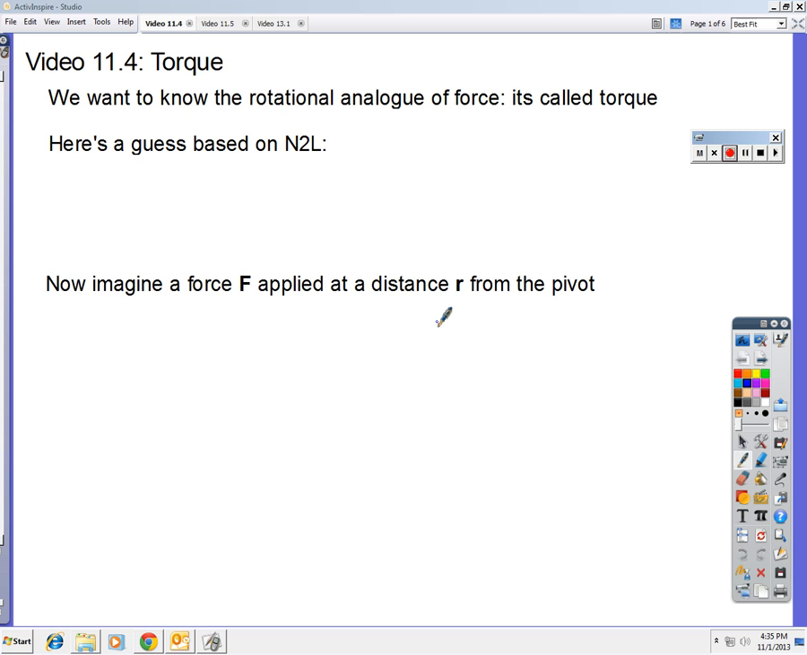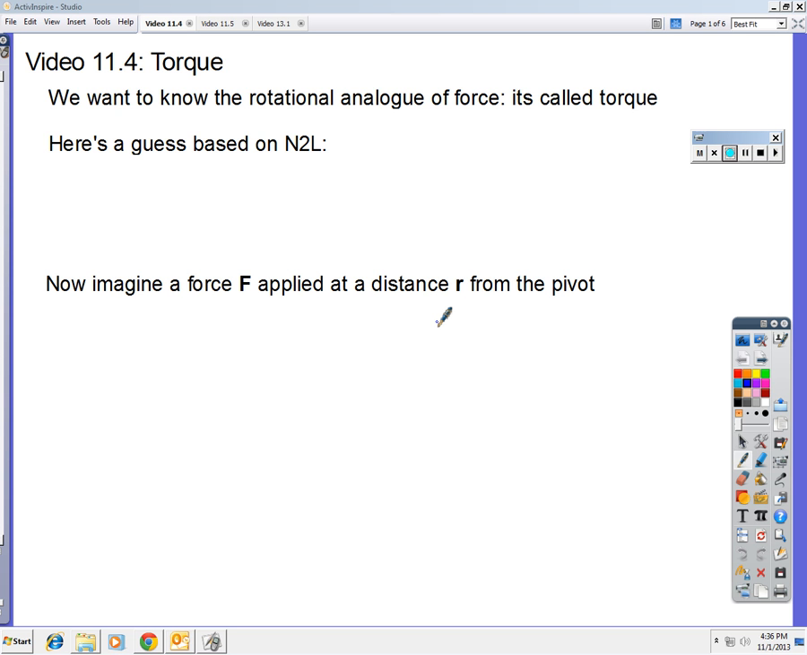This is the fourth video about rotation. We'll be looking at a quantity called torque. And we've already established that pretty much all of the linear variables have rotational analogs. And we've found the rotational equivalents of position, velocity, acceleration.